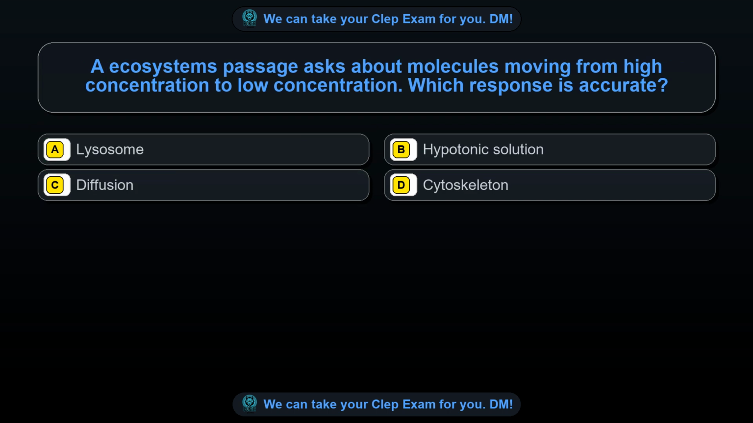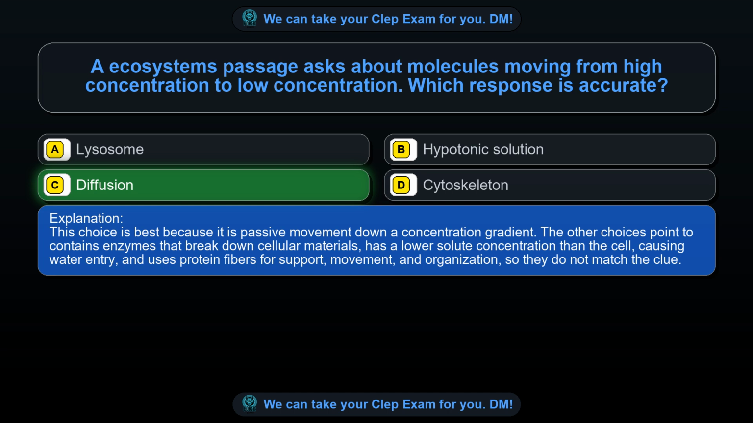Question 89. An ecosystem's passage asks about molecules moving from high concentration to low concentration. Which response is accurate? Option A, lysosome. Option B, hypotonic solution. Option C, diffusion. Option D, cytoskeleton. The correct answer is option C, diffusion. This choice is best because it is passive movement down a concentration gradient. The other choices point to an organelle that contains enzymes that break down cellular materials, a solution that has a lower solute concentration than the cell, causing water entry, and a structure that uses protein fibers for support, movement, and organization, so they do not match the clue.